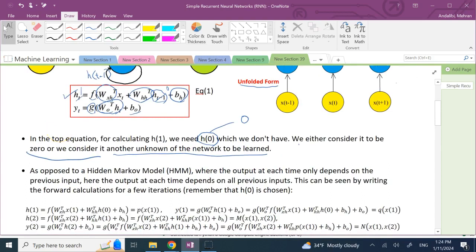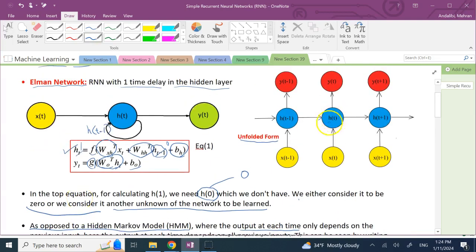Now, one thing you see here is, as opposed to hidden Markov models, which I should make a video about soon, each output at each time does not only depend on the input at that time and the previous input, it also depends on all previous inputs. If you look at this h of t, you might say, well, this h of t only depends on x of t. No. It also depends on x of t minus 1. Why? Because x of t minus 1 formed h of t minus 1, and h of t minus 1 is a component for forming h of t. And then h of t is the one that forms the output. So you see y of t is directly related to x of t, but also indirectly related to x of t minus 1, and also x of t minus 2. Because x of t minus 2 was fed into what?